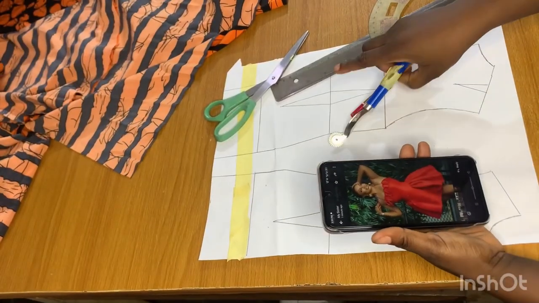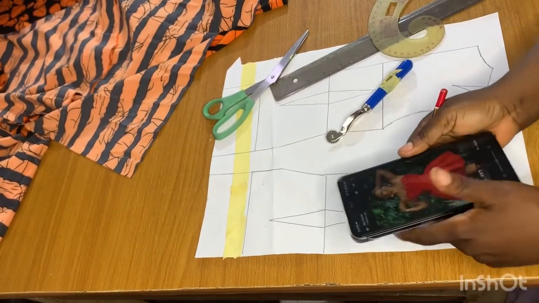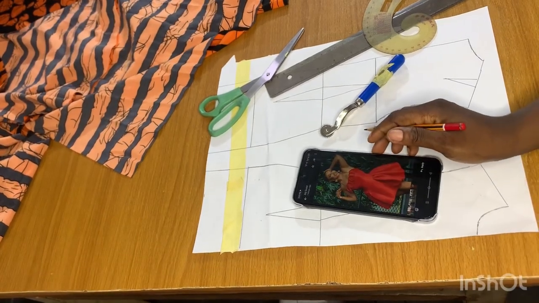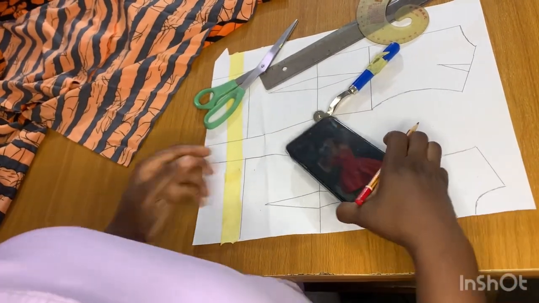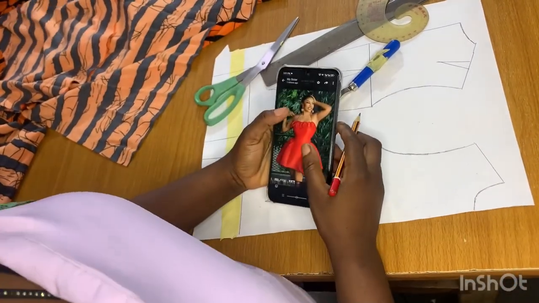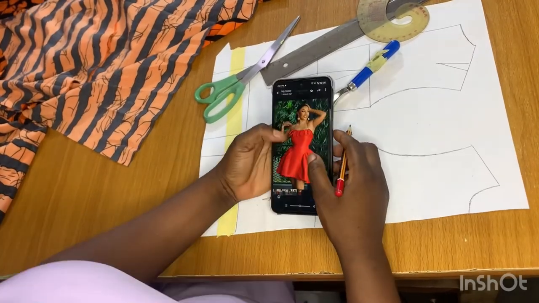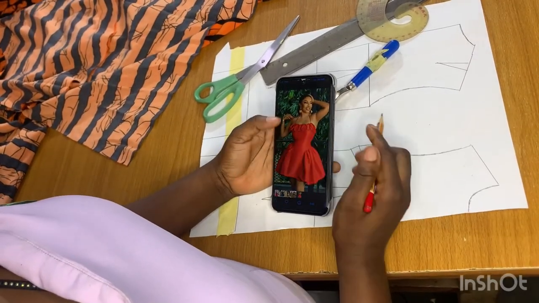Now that we have our pattern in place, let's analyze the style. Now this is a bustier dress and it has fullness at the side, and asymmetric details at the side as well. So now I'm going to zoom this picture and let us analyze it.